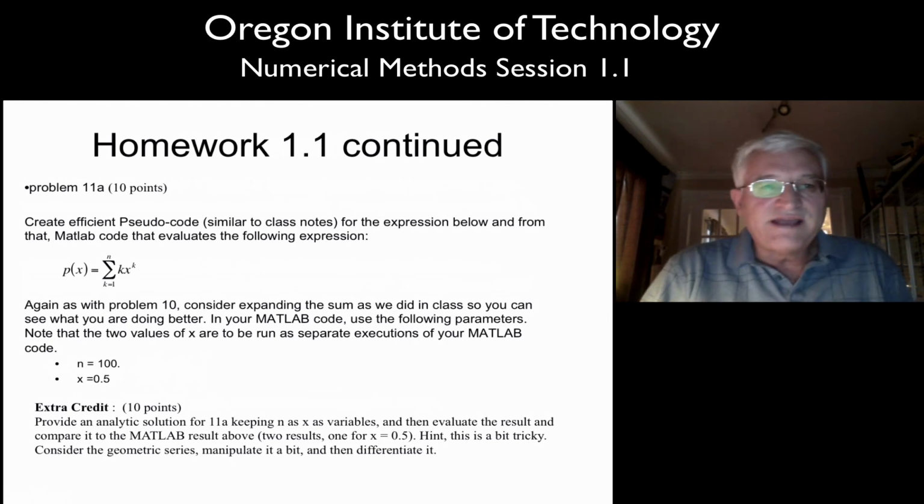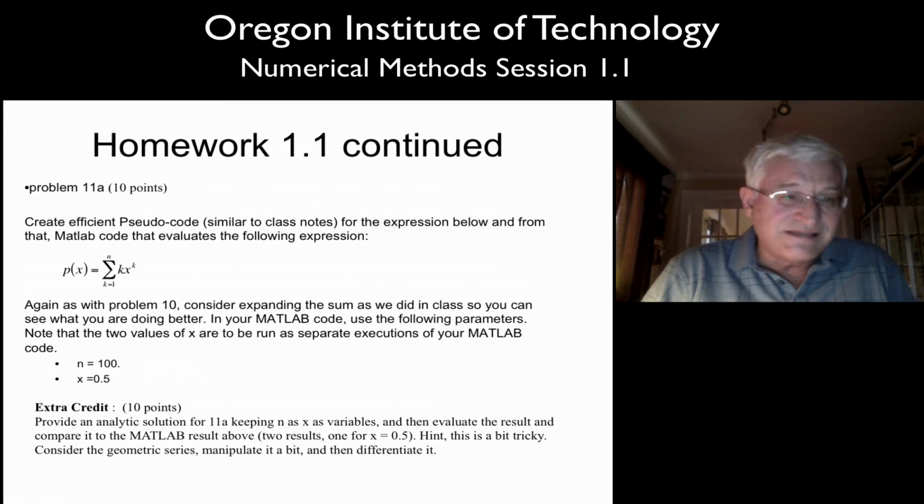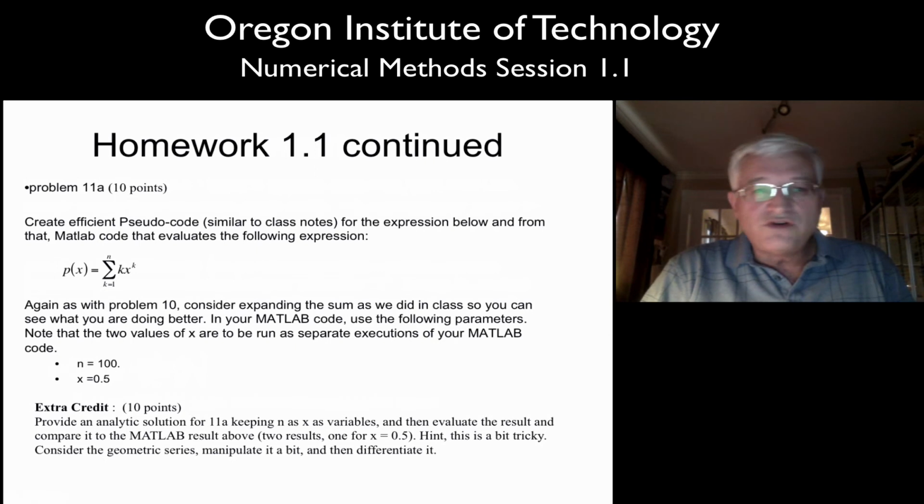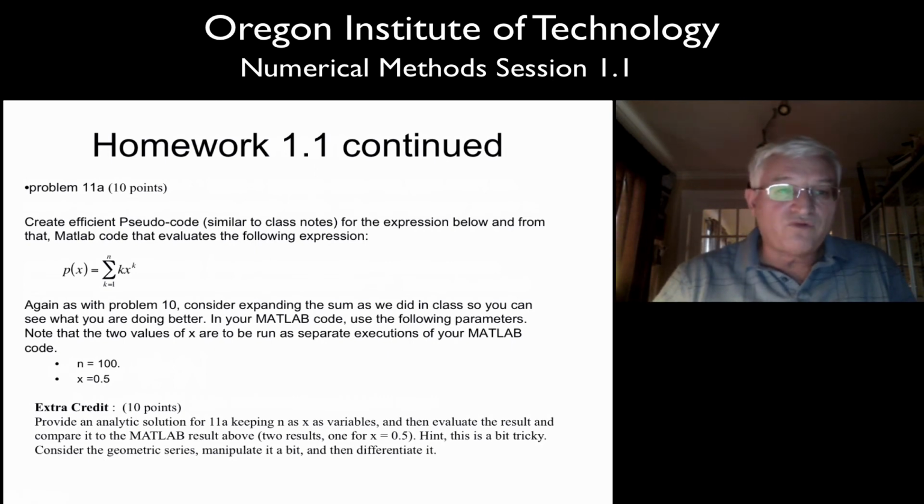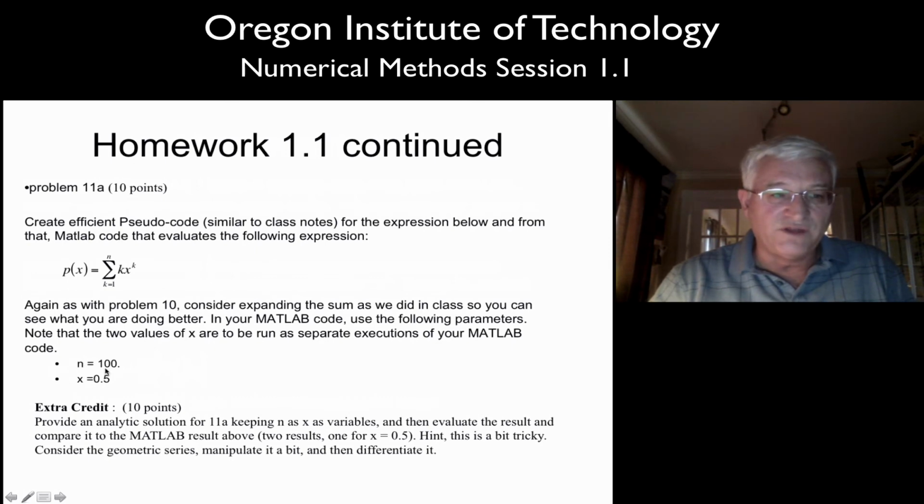There's also a second problem I want you to work, and that is problem 11a. Write pseudocode to do this polynomial. It's similar to the other, but not quite the same. So take a look and see what differences there are. Again, don't turn in your pseudocode to me on this. Just do it, and then turn that into MATLAB code, and you will send that in to me. You'll need parameters, and you'll need to know what n is, and you need to know what x is, so I've given them to you.